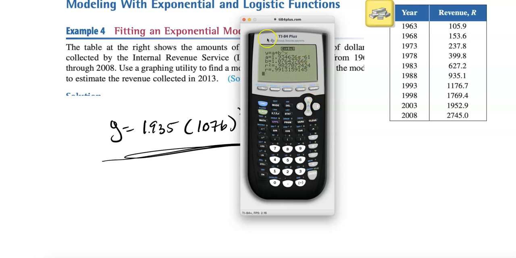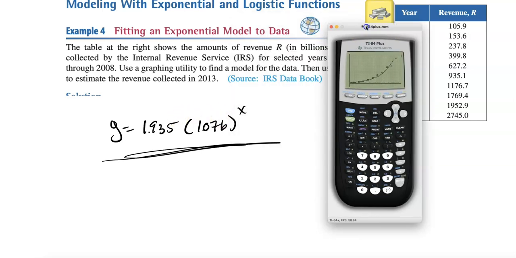Now they want us to use it to approximate 2013. There are two ways to do this. All right, so here's our graph. I'm going to go really slowly. One way, since we have our model, you could just type in 2013 to here. So that's one way to do it. You can do this.